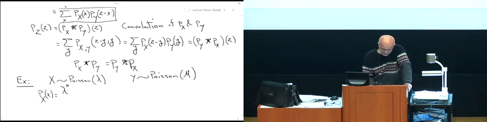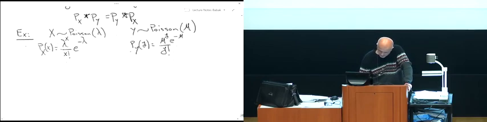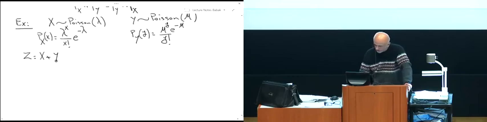Lambda to the x over x factorial e to the negative lambda. And the same is true for y. So that one is mu to the y, small y, e to the minus mu over y factorial. Okay? So, come back. All right. So now we have a random variable z, which is the sum of these two. And we want to figure out, and they're independent, so x, y independent.